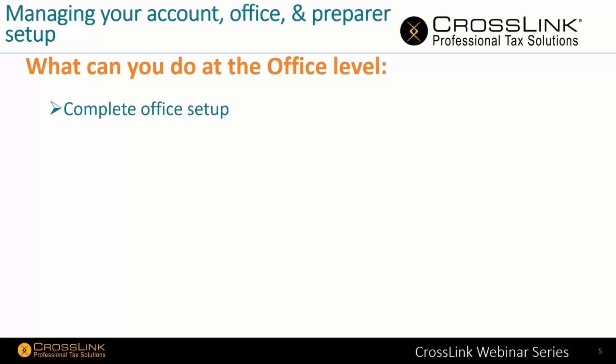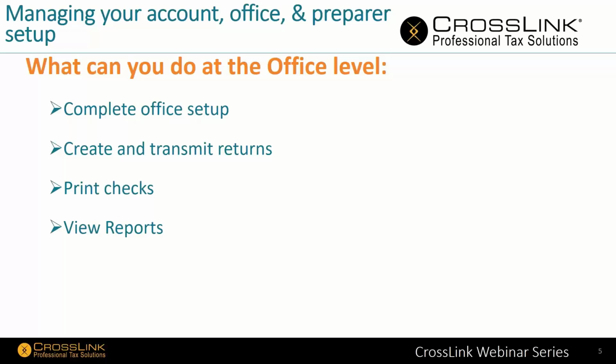So at the office level, you are going to complete your office setup. What is office setup? That's where you add your billing, your prep fees, your ERO information, your preparers, your defaults for your print package. All of that is tied into that office setup because each office can have a different configuration. We can also create and transmit returns. I think I've said it a few times, but creation and transmitting of returns are always done at the office or preparer level.